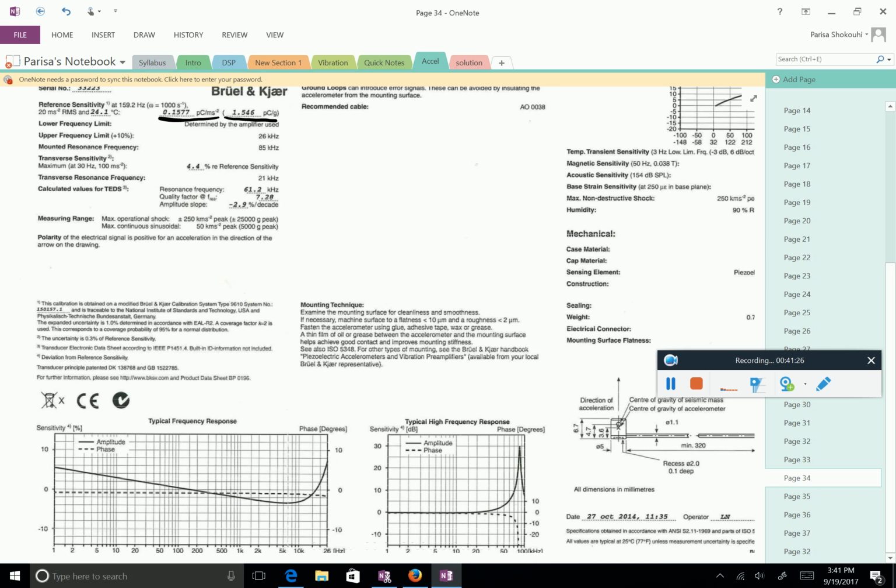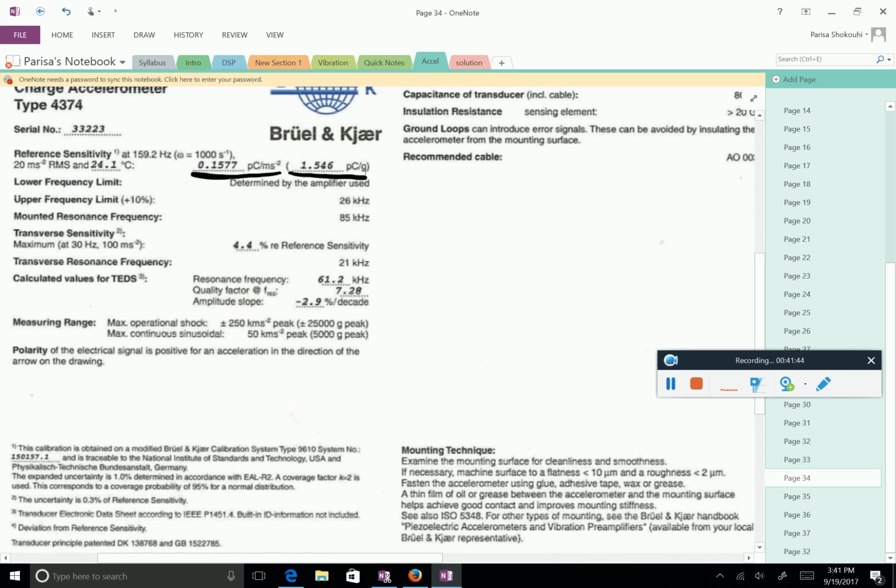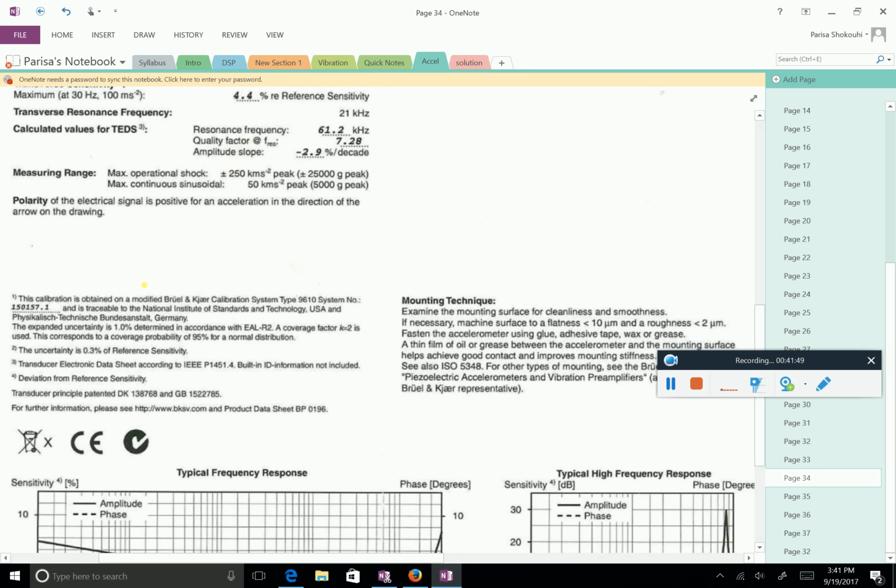What you saw Jian changing was not sensitivity. That was the amplification, if you may say that. If you increase or decrease that, your amplitude is changing, but that's not the sensitivity of the accelerometer. Look here, this is what it is for this accelerometer, which was not working.